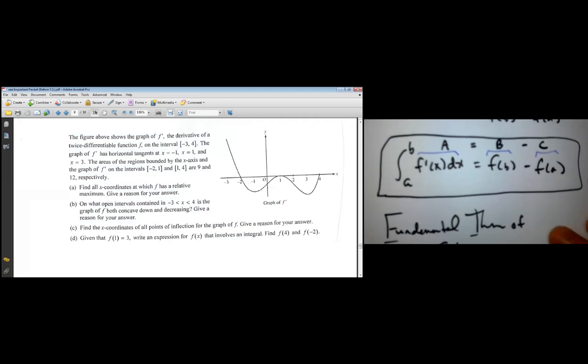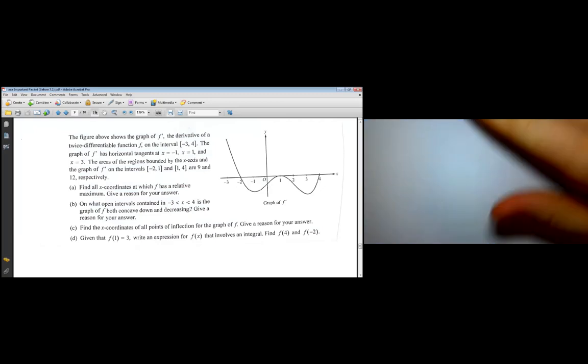It says, given that f of 1 is equal to 3, write an expression that finds us f of 4 and f of negative 2. So this is two entirely different problems. First off, f of 4, that's a problem. F of negative 2, also a problem. So for right now, we're just finding f of 4.